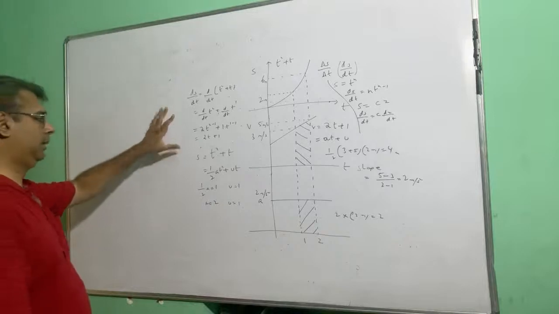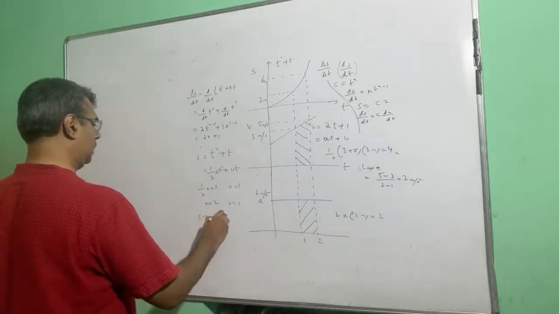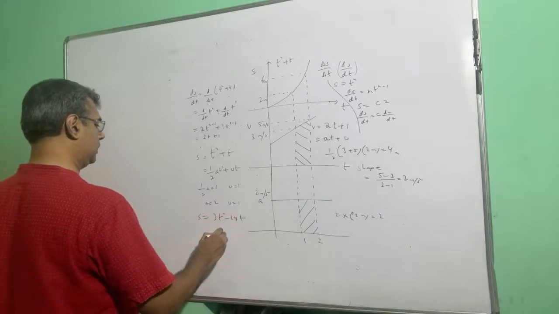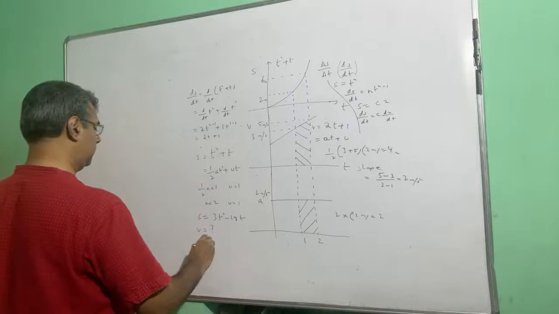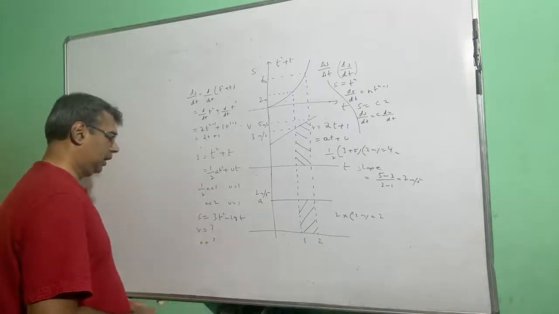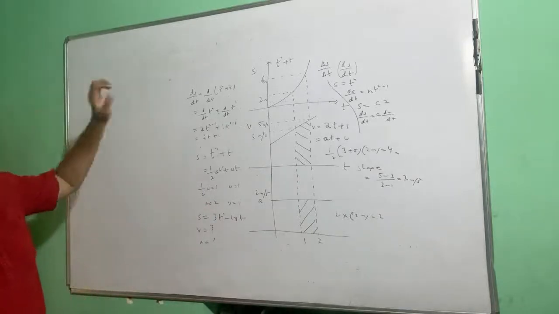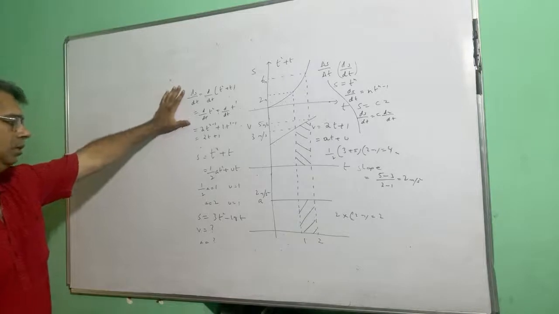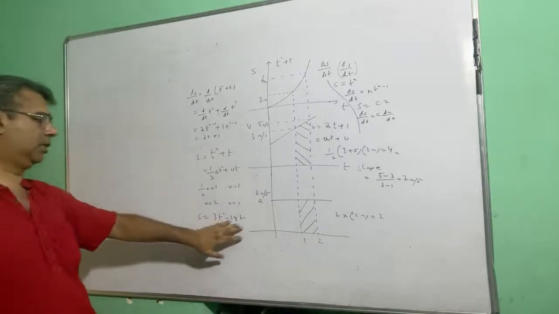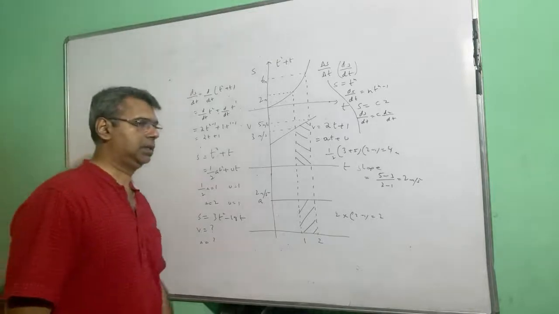And now based on this, I am giving you one homework question: if s is 3t square minus 18t, then find the instantaneous velocity and find the instantaneous acceleration. This is your homework, right? So using this newly learned technique of calculus, you will have to find the instantaneous velocity and the instantaneous acceleration.